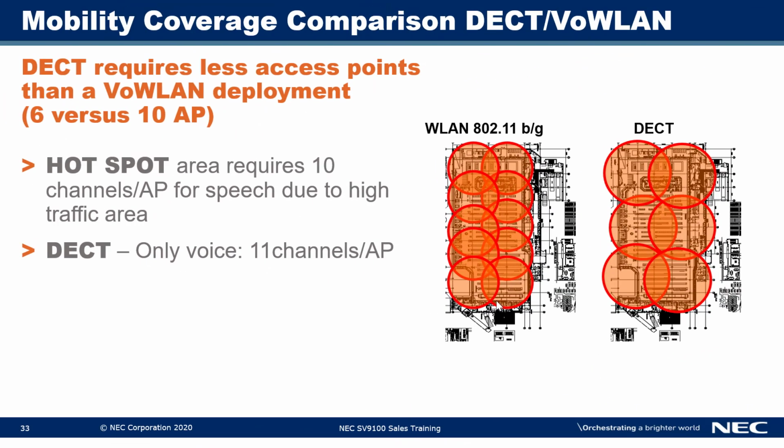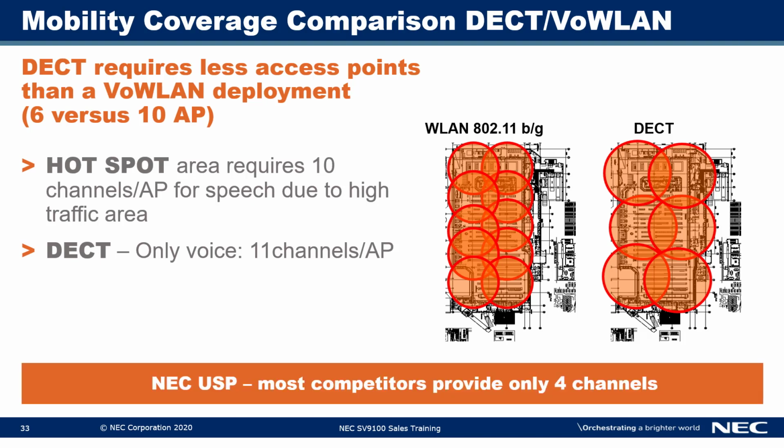Let's take this issue of coverage and apply it to the same customer floor plan. Firstly, using wireless LAN, what we see is you would need 10 wireless access points to cover that office area. Comparatively, with DECT, you would only need 6 DECT access points to cover the same area. DECT has an advantage as well because each access point actually comes with 11 channels per access point. One of those is used for signaling. The other 10 are used for simultaneous calls for DECT devices. This is a USP for NEC in that most of our competitors only provide 4 voice channels per access point.